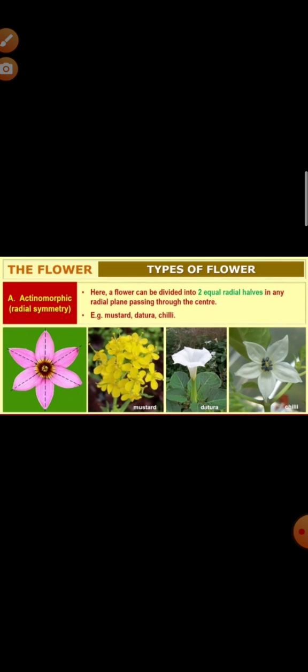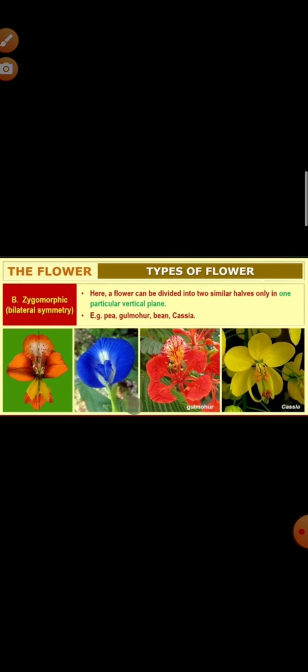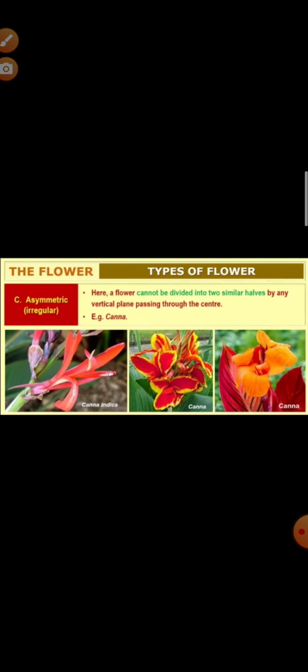Okay, next, actinomorphic, zygomorphic and asymmetric. These are the examples. This is an example of zygomorphic. I can give some examples of asymmetric from these pictures. Any two examples or one example also will do. You can remember. Okay.